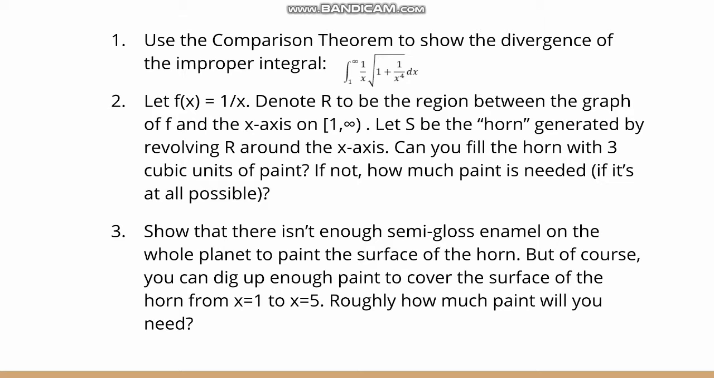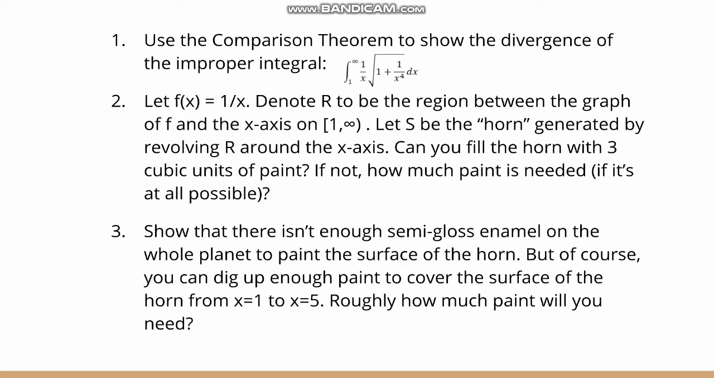Part 2 was taking that function 1 over x and rotating it about the x-axis from 1 to infinity, and then figuring out if we could fill that horn that was formed with 3 cubic units of paint, and if not, how much would be needed. Part 3 had to do with the surface area of that horn, whether to first show that you couldn't cover it with any amount of paint, but then to figure out how much it would take to cover it from 1 to 5. And that was our problem.